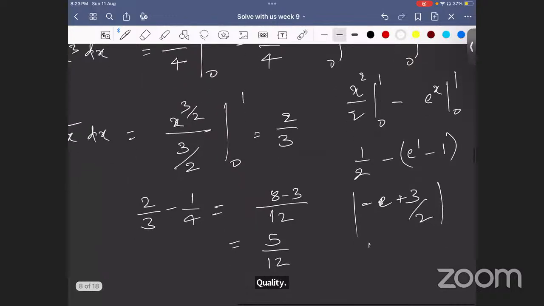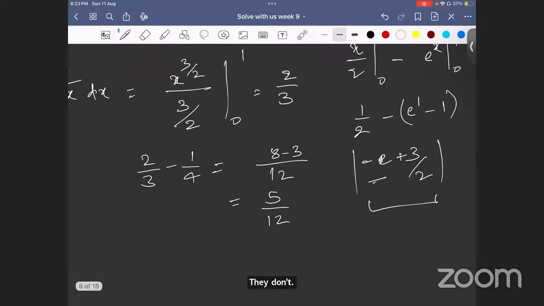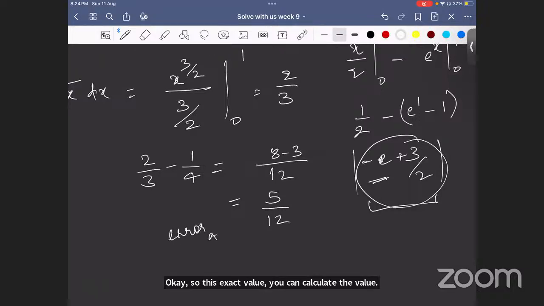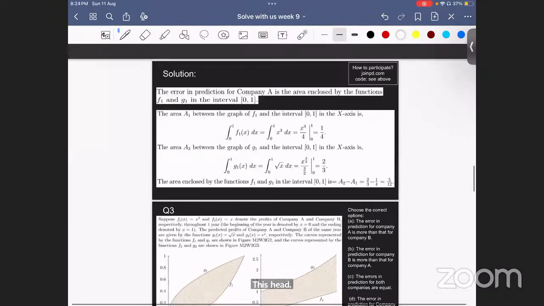So what's the exact value that you are getting from here? This is e minus 3 by 2. e is 2.7 something, right? Minus 3 by 2, 7, 700. Okay, so this is the exact value. We can calculate the value for company A. The error for A is this, and the error for B is this value.